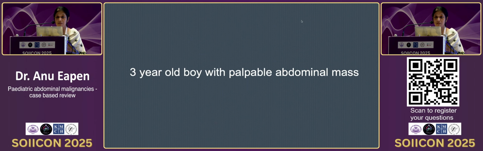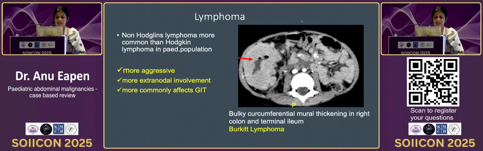Another 3-year-old boy with a palpable abdominal mass. You can see a bulky mass on the right side involving the colon and the terminal ileum. So this turned out to be NHL.